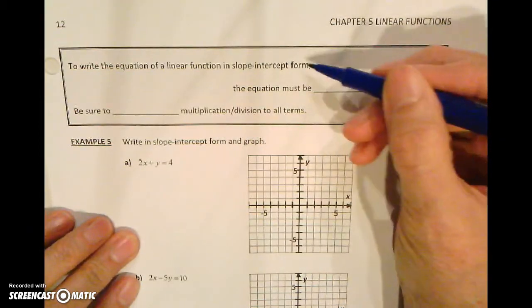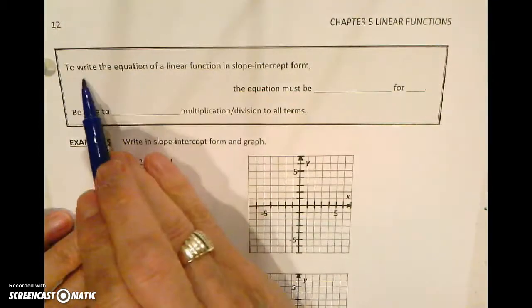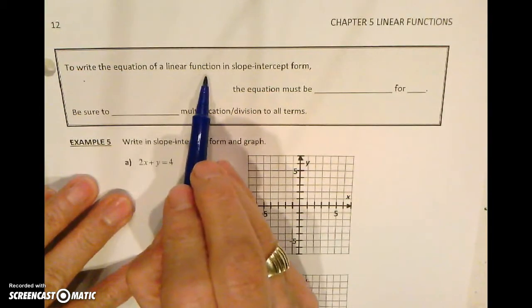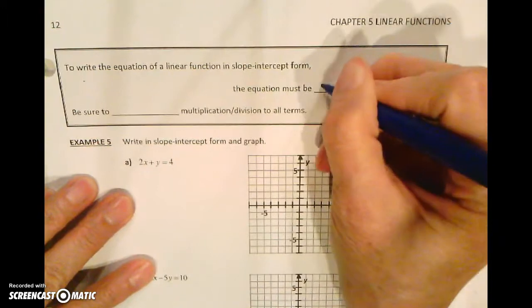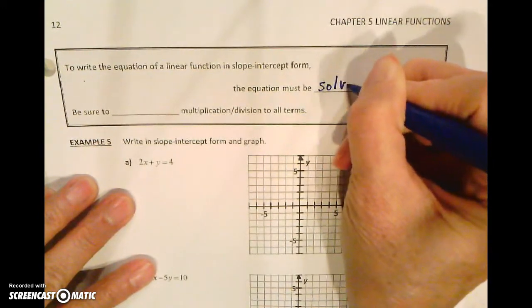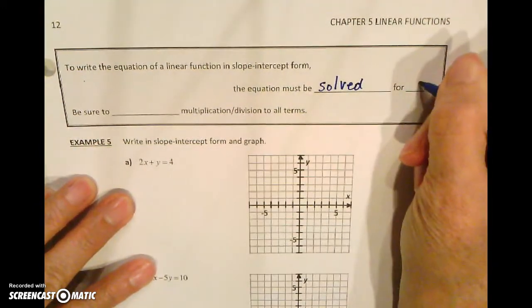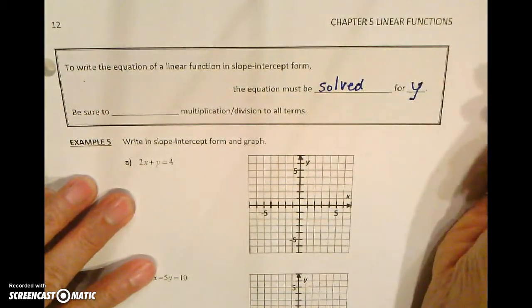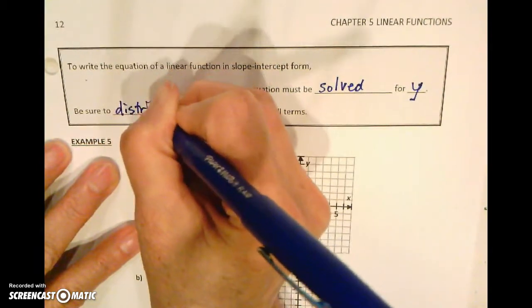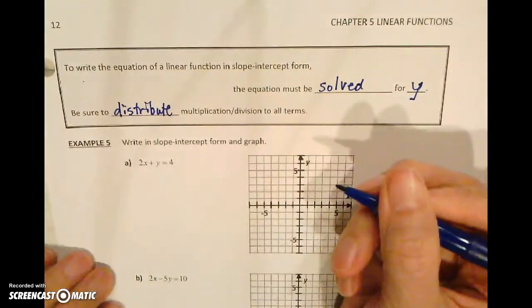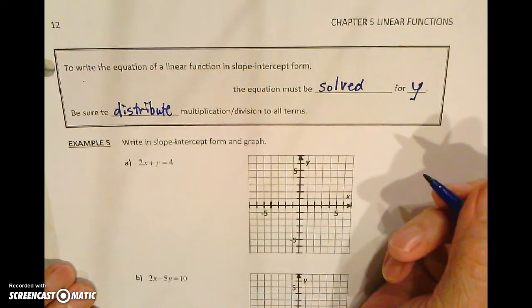So not all equations are in slope-intercept form. So to write the equation of a linear function in slope-intercept form, the equation must be solved for y. Be sure to distribute multiplication or division to all terms.